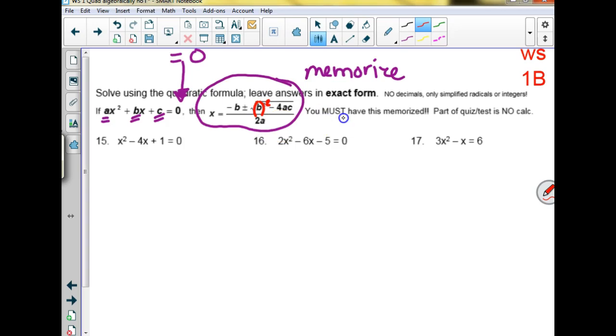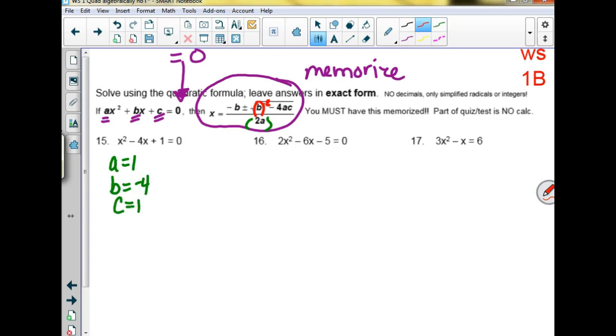And the other thing to remember is that the 2a is really also a quantity. You can't divide out part of it. You've got to divide out the whole thing if you need to. We'll talk about that later. All right, so what are a, b, and c on 15? Quickly, anybody? A is 1, B is negative 4, and C is 1.